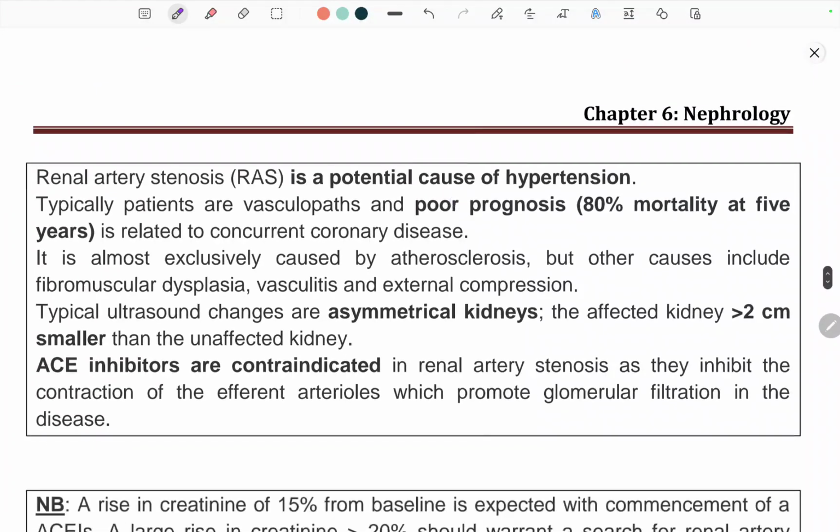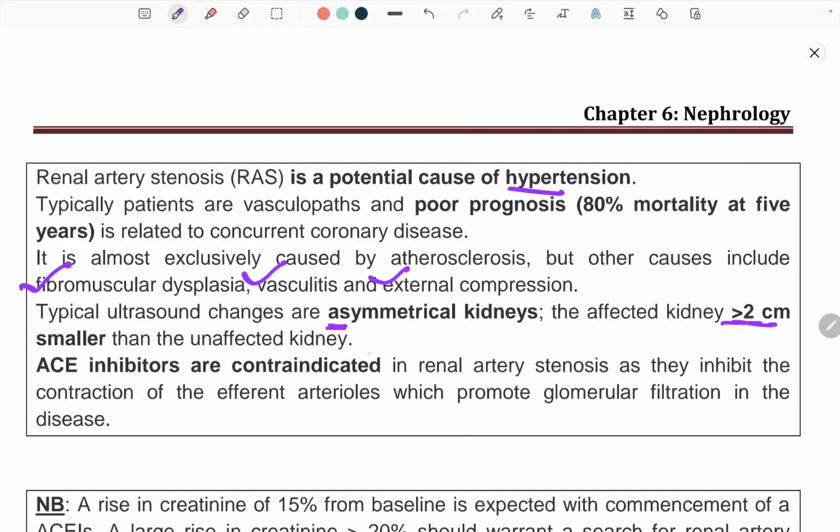Renal artery stenosis is a potential cause of hypertension. Typical patients are vasculopaths. Poor prognosis, 80% mortality at 5 years related to concurrent coronary disease. It is almost exclusively caused by atherosclerosis, but other causes include fibromuscular dysplasia, vasculitis, and external compression. Typical ultrasound change is asymmetrical kidneys. The affected kidney is more than 2 cm smaller than the unaffected kidney.